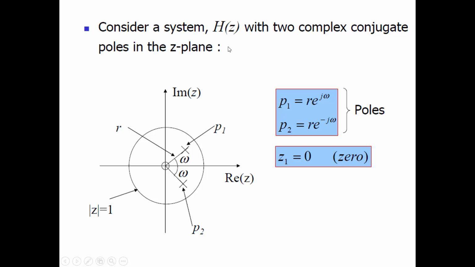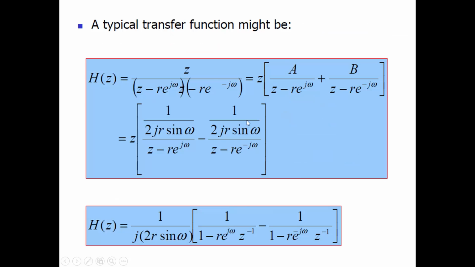Now consider a system with two complex conjugate poles in the z-plane. The first pole is represented in polar form as P1 equals r e to the power j omega. The second pole P2 is r e to the power minus j omega. So these are the two poles, and a 0 is there at the origin, so Z1 is equal to 0. We have to try to determine the transfer function of this filter.